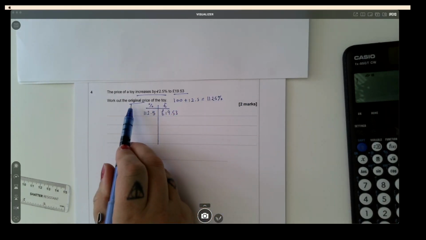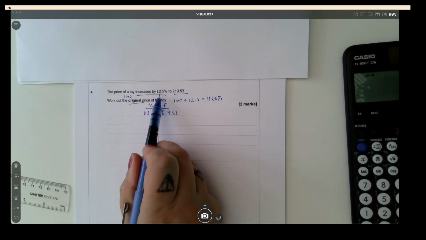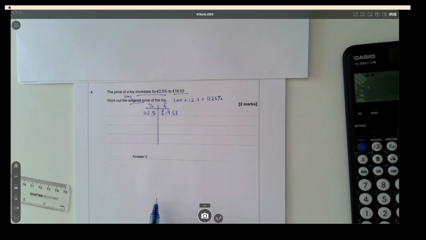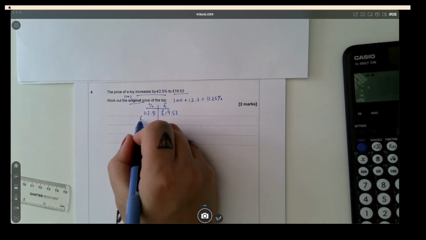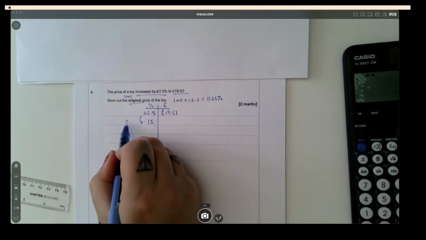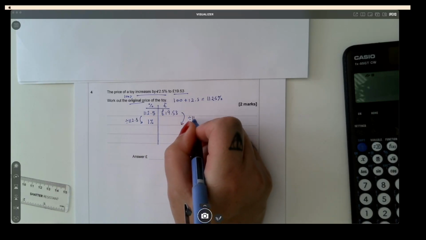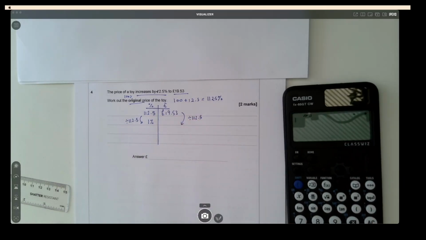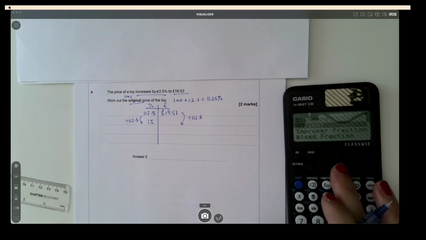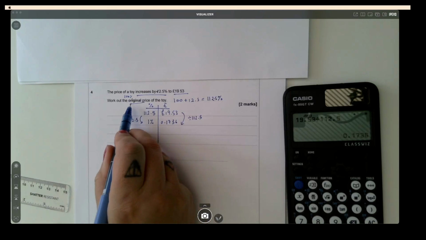If we want to find the original price of the toy, we want to find what it was at 100% before we added the 12.5% on. So the first thing I'm going to do is take this down to 1%. So to go to 1%, I'm going to divide by 112.5. And I have to do the same on the other side. So 19.53 divided by 112.5, which is 0.1736.